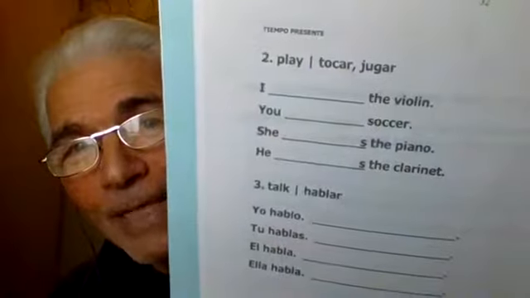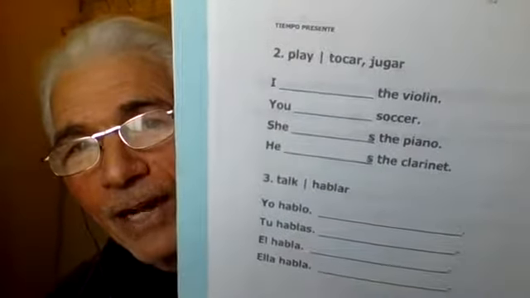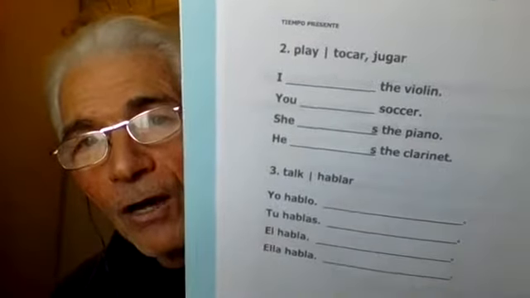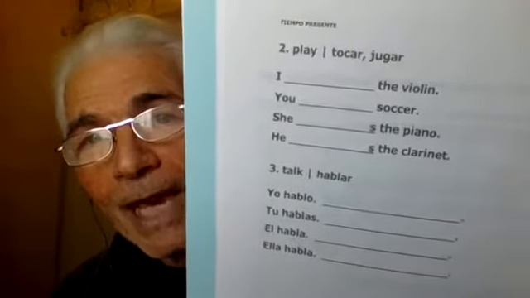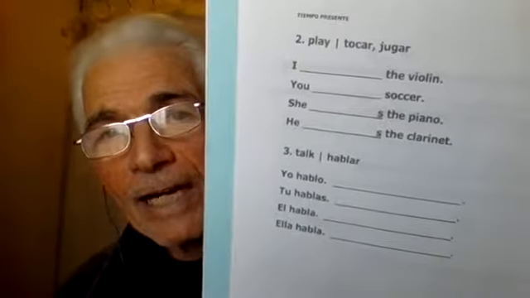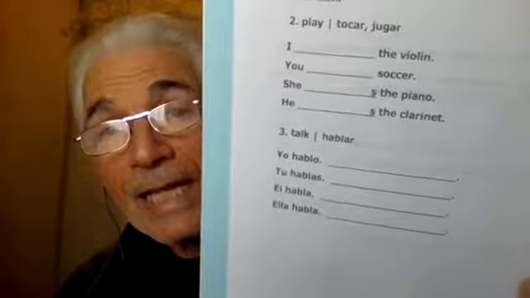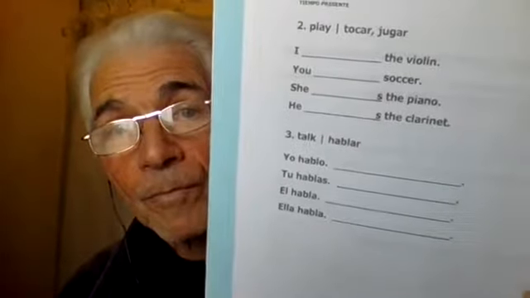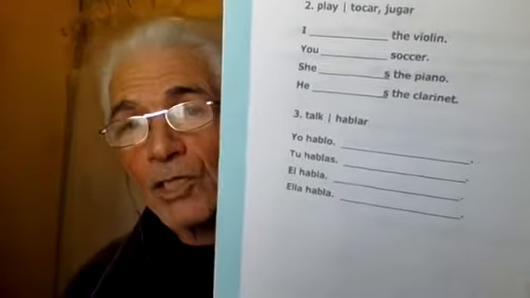Then I use the verb play. I play the violin. You play soccer. She plays the piano. He plays the clarinet. Then I switch. Then they have to translate from Spanish to English. And that's when they begin to imprint the rule in their brains, in their minds.